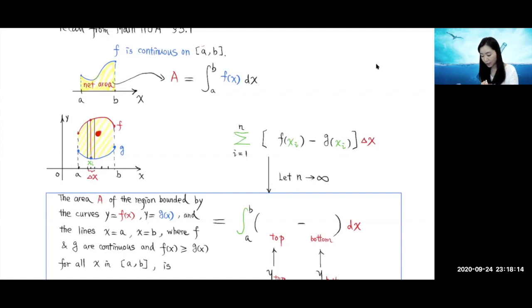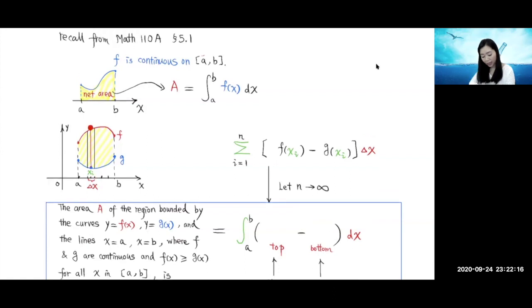Now consider this region that lies between these two curves, f and g, and between the vertical lines x equal to a and x equal to b, this highlighted yellow region here, where f and g are continuous functions, with f greater than or equal to g for all x in a to b. So just as we did for area under the curve in section 5.1, we divide this region into n stripes of equal width, and then we approximate the ith stripe by a rectangle with base delta x, and the height to be f of xi subtract g of xi.